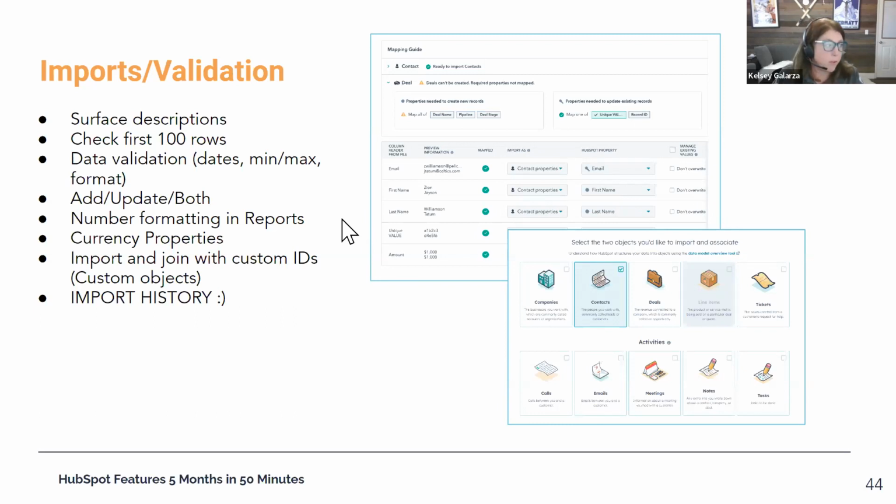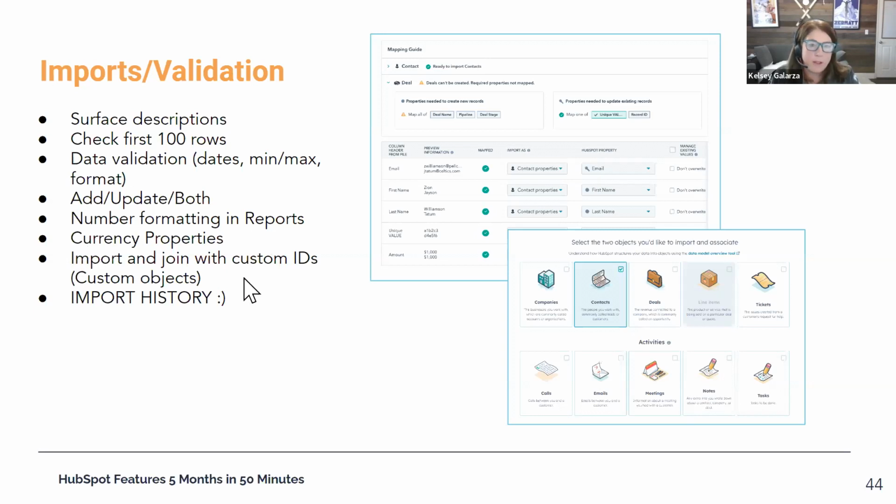You can also use the number formatting that you're using in your validation in reports. So your reports can actually have properties that make it look normal, like percentages and what have you. You can add custom currency properties. That was previously not possible. So if you wanted to upload currency in pounds, now you can.